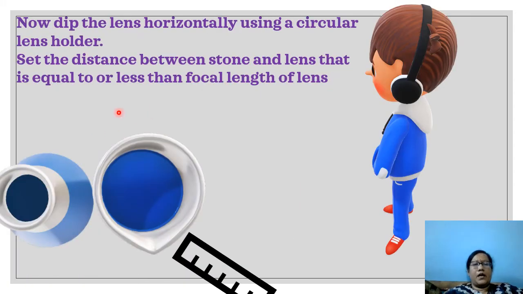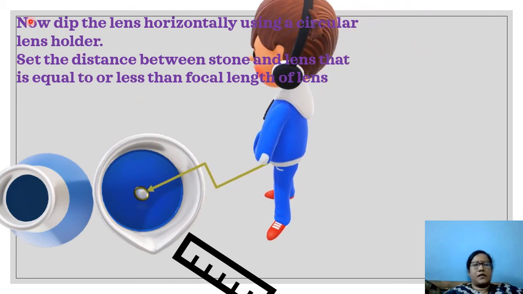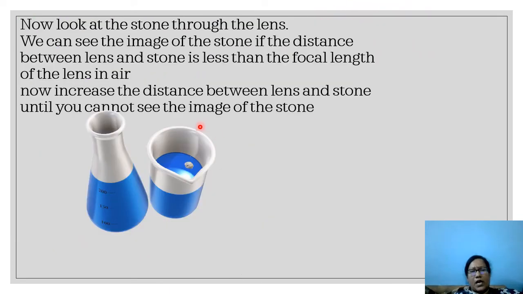Now dip the lens horizontally using a circular lens holder. Set the distance between the stone and lens equal to or less than the focal length of the lens. Can you see the image? Now look at the stone through the lens. We can see the image of the stone.